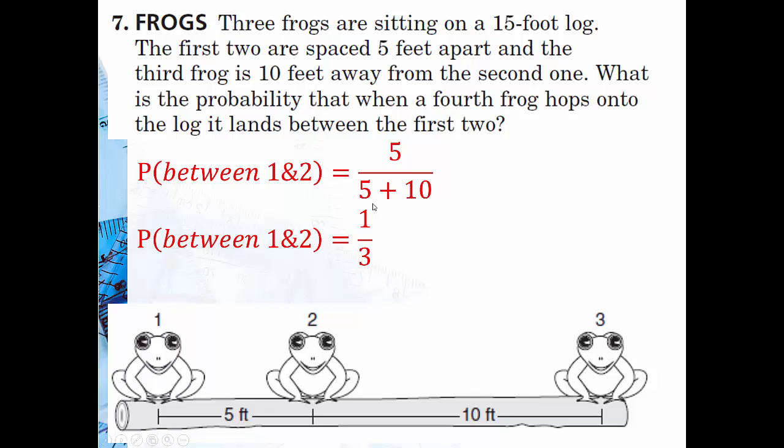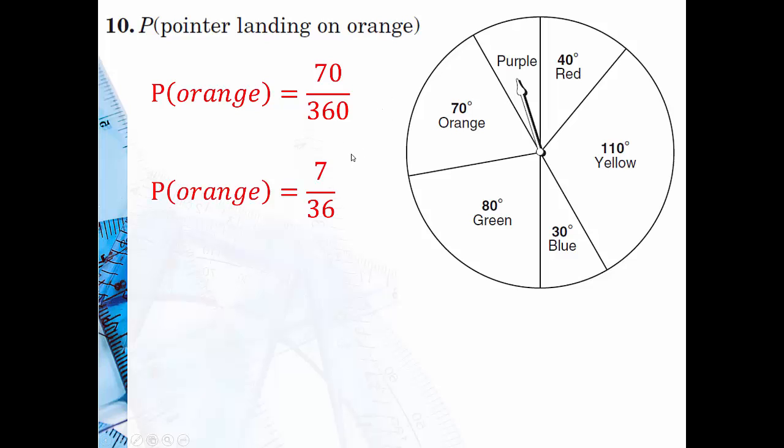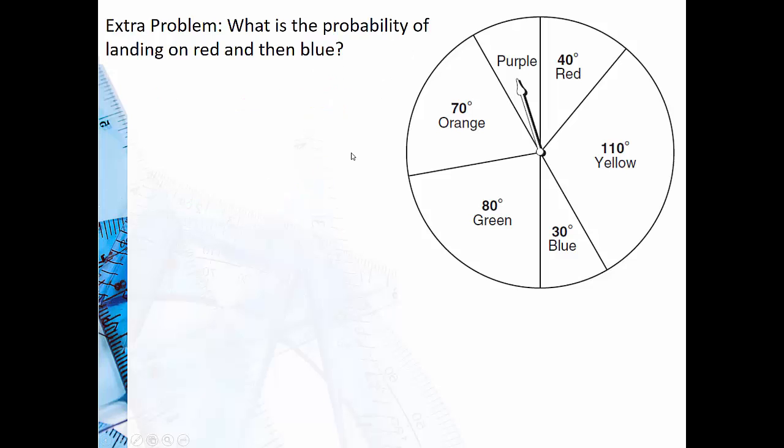And then I'm looking at the probability of a pointer, and I did the even here, but this will still work. The probability of a pointer landing on orange. So I'm going to take the 70 degrees here over the total around a circle, which is 360, or 7 over 36. Now I'm going to add this extra problem.